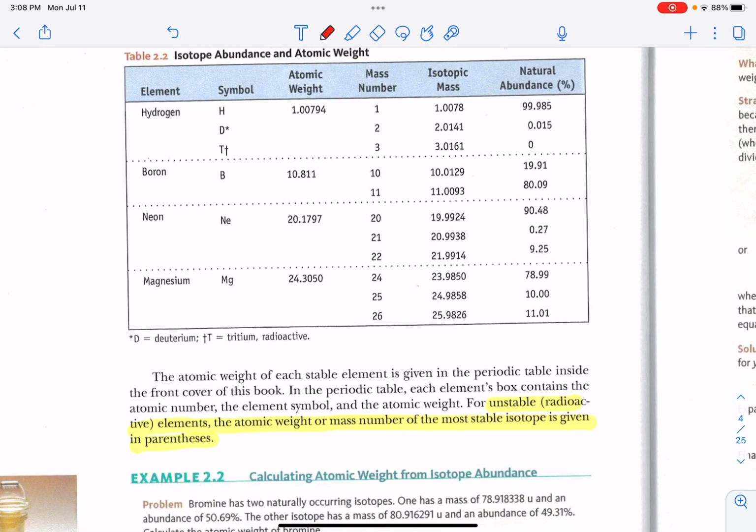And here are some of the relative isotopic masses for the 3 major isotopes of hydrogen. For the 2 major isotopes of boron, you can see that this is approximately 4/5 and 1/5 in abundance here. You can see on neon, it's just over 90%. For magnesium, most of it is magnesium-24. Most of neon was neon-20.